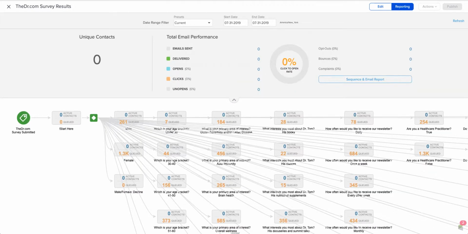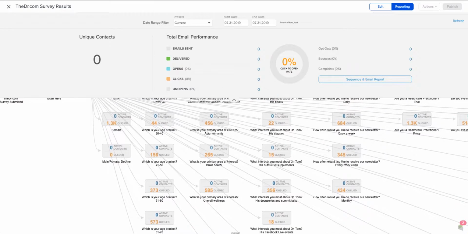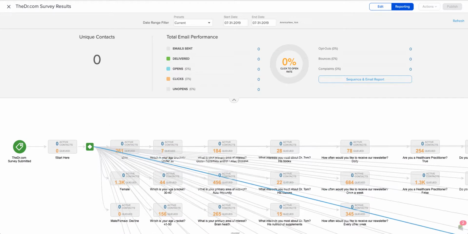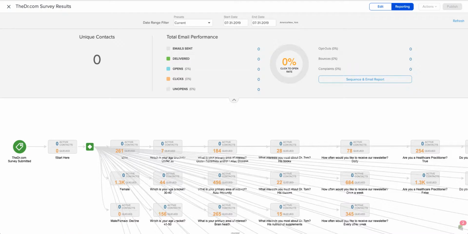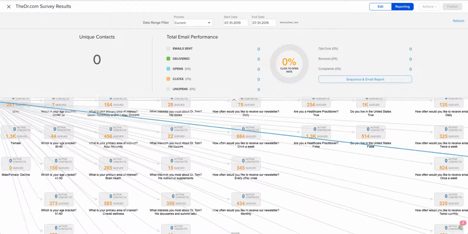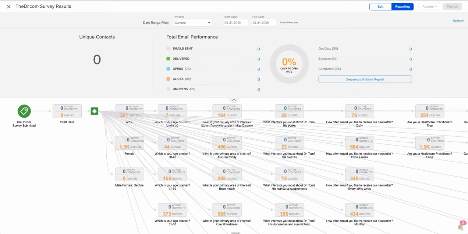So just give a second here to load. All right. Make sure that the view is in current here. And then here's a breakdown of all the questions. They're in columns, right? So male, female, decline. What's your age bracket? What's your primary area of interest? What interests you most about Dr. Tom? This is where I'm compiling all my data. Every time the data is submitted, it's adding to the contact record. It's being added to the Google Sheet, and then it's sorting here, which I'm able to take all these numbers. So you see like 261 for male. That's where I'm getting this stuff from. Feel free to navigate this if you want to see some stuff in real time. But obviously, you can see it's a little convoluted.